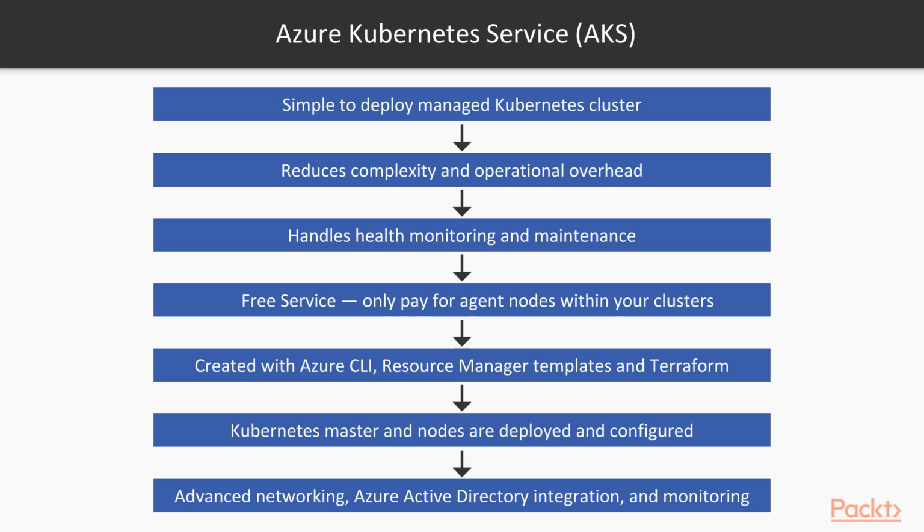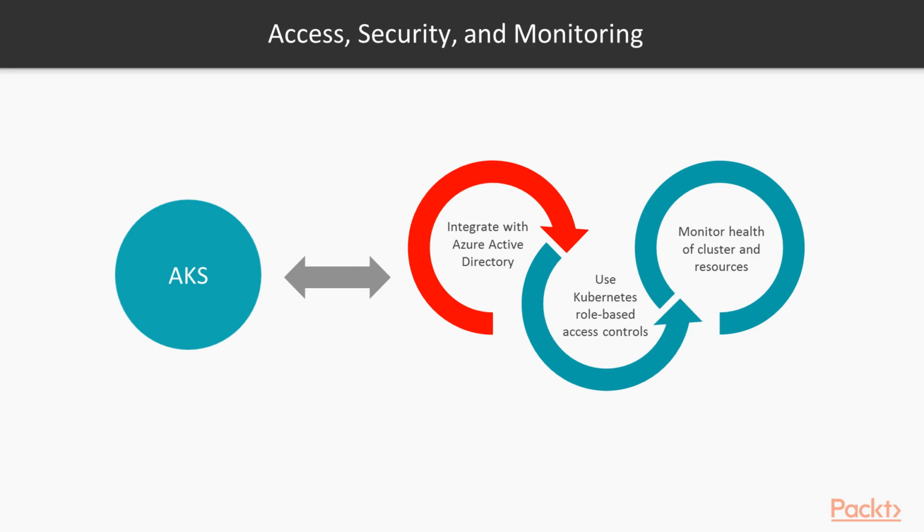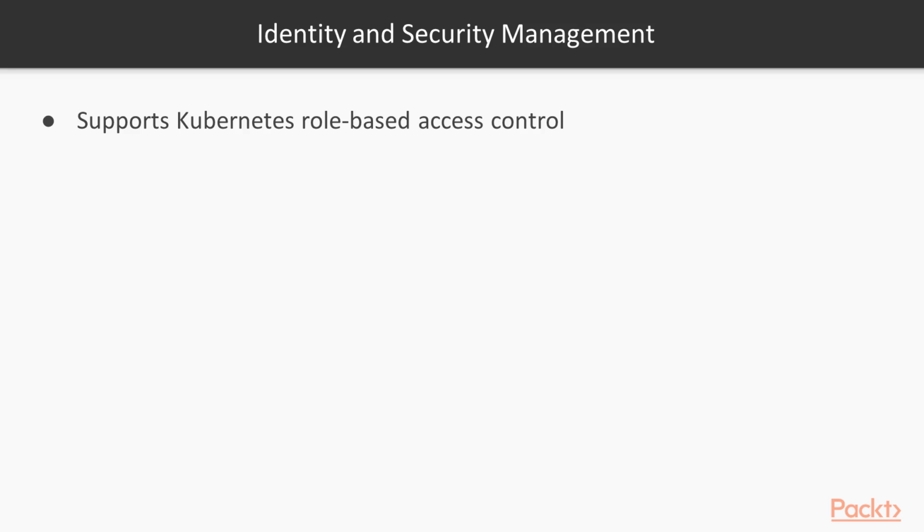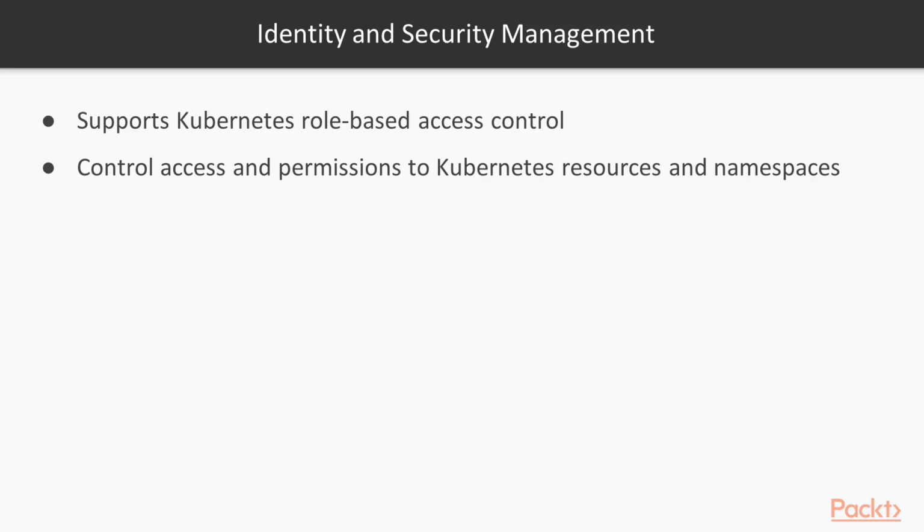Let's look a bit deeper at some of the benefits of using AKS rather than managing your own underlying infrastructure for Kubernetes. For improved security and management, AKS lets you integrate with Azure Active Directory and use Kubernetes role-based access controls. You can also monitor the health of your cluster and resources. AKS supports Kubernetes role-based access control, or RBAC. RBAC lets you control access to Kubernetes resources and namespaces, and also permissions to those resources.